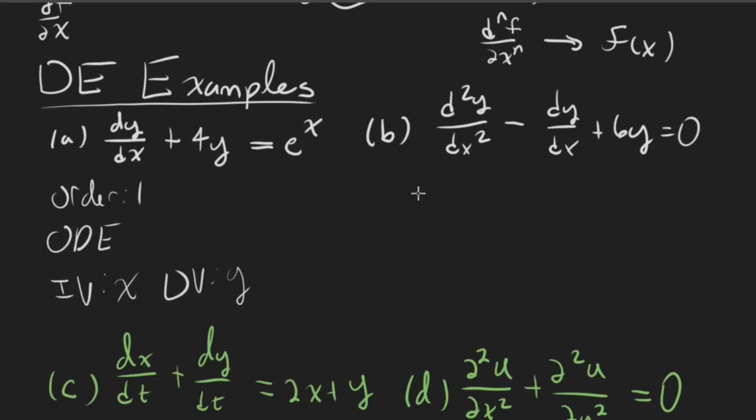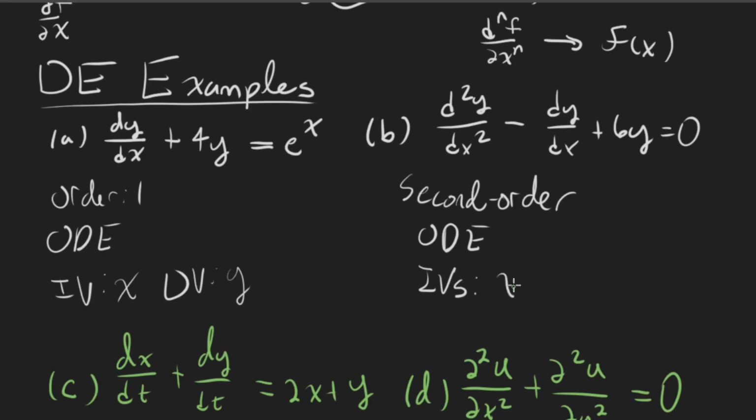And looking over here, we can see that we have a second order because the highest derivative is the second derivative right here. It is an ODE once again because we don't have any partial derivatives. The independent variable is just x, and then the dependent variable would just be y.